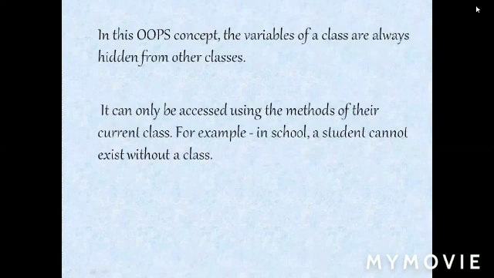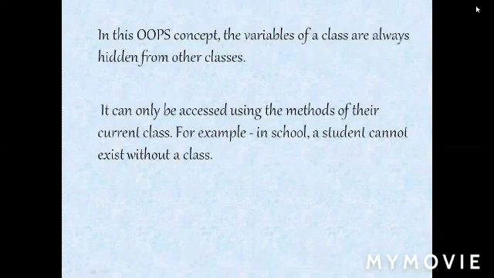In the object-oriented programming concept, the variables of a class are always hidden from other classes. They can only be accessed using the methods of their current class. For example, in school, a student cannot exist without a class.